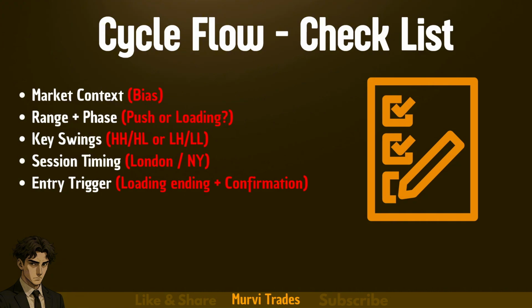And then the last one is entry confirmation. Price action first, then gamma levels, then order flow. If all 5 line up, I take the trade. If one is missing, I skip the trade.